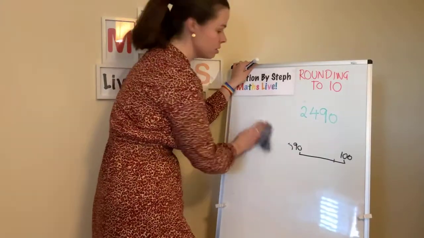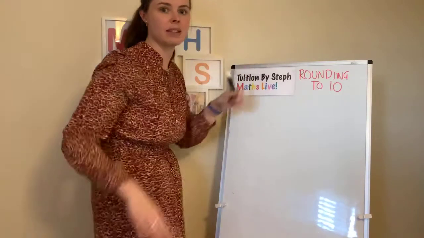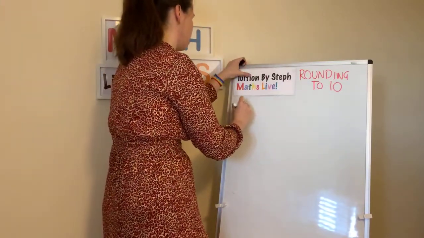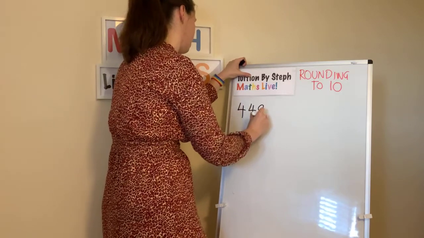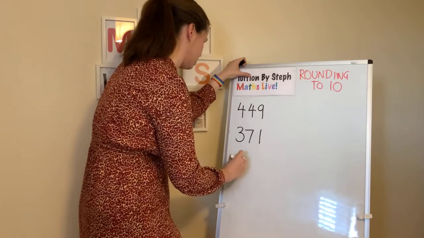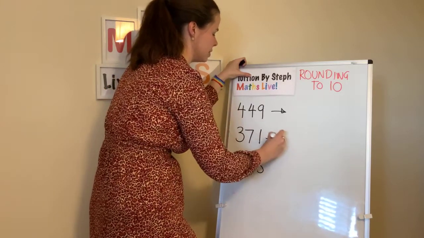Okay, your turn. This time I'm going to give you 3 numbers, and I'd like you to round them to the nearest 10, but they're going to be more than 2 digits. Can you round these to the nearest 10 for me?